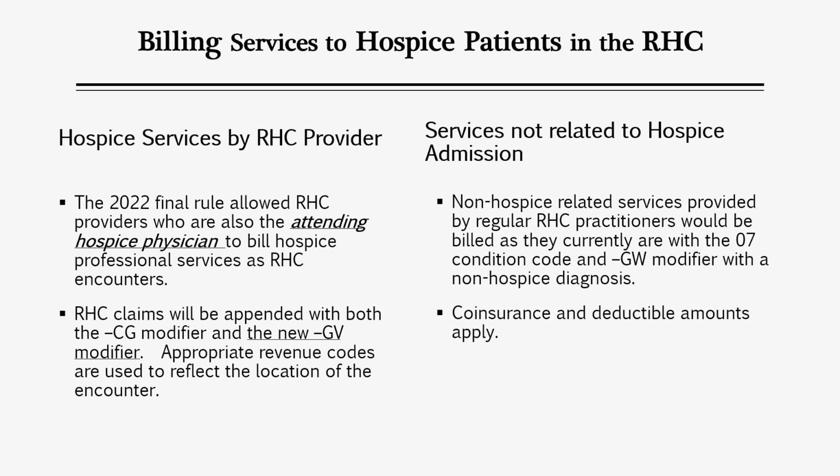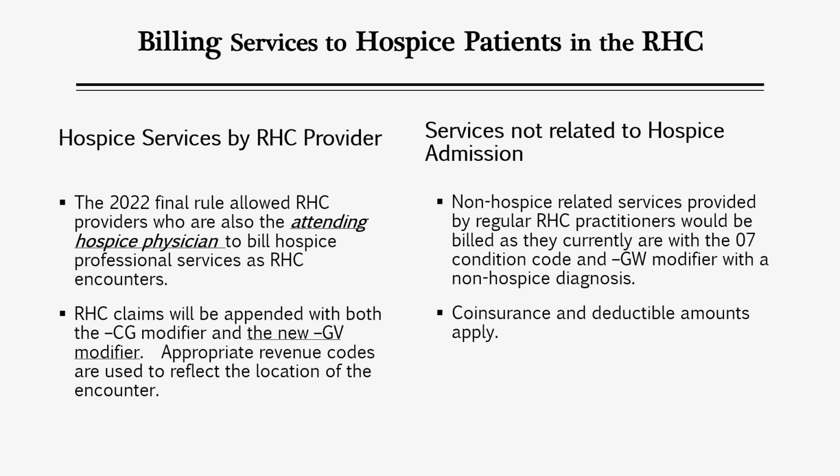And so in those cases, we would use the CG modifier and the new GV modifier, CG and GV. Now, what I'm finding is most of the hospice organizations already have arrangements with those medical directors and often don't want that revenue to be shifted to the RHC for those professional services. But I have seen where some rural health clinics are billing those as hospice, but it's going to take some collaboration with the hospice organization.